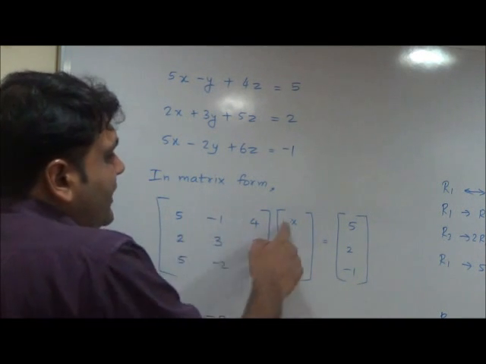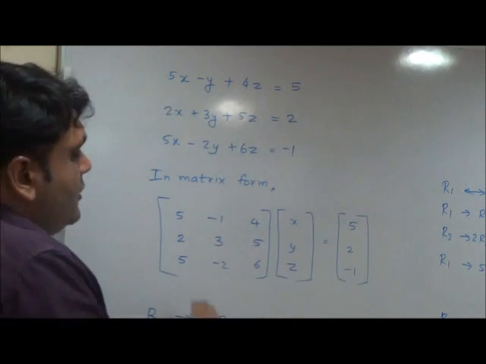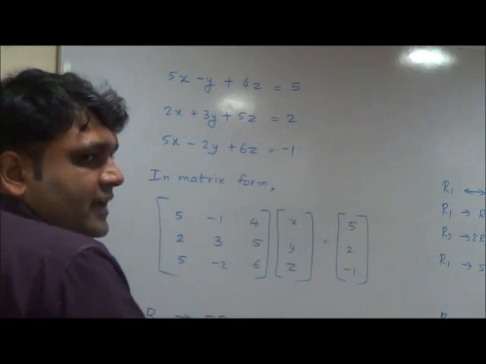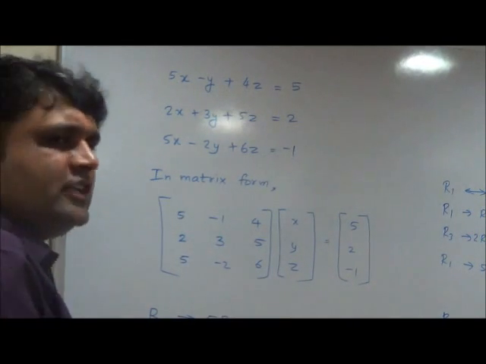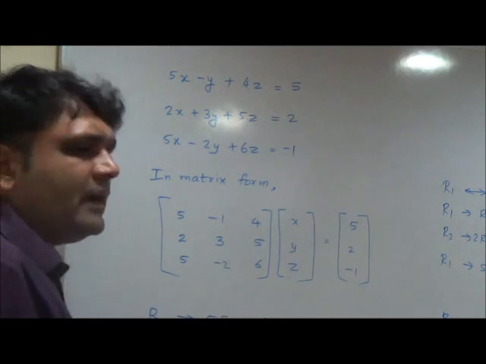If I multiply, 5x minus y plus 4z equal to 5, that is the first equation. What about this one? 2x plus 3y plus 5z equal to 2, that is the second equation. So I have not really changed the sum. This was in algebraic equation form. I have converted it into matrix form.